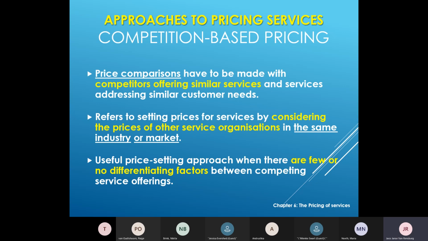Price comparison is only valuable really if your competitors are offering something similar to yours. If the service is similar to yours, then it will be of value for you to do it. But there's no point in comparing prices with other service providers if they're not offering the same. If they're offering less than you, or if they're offering more than you, then you can't really compare. It's a useful price setting approach when there are not too many differences between the competitors.